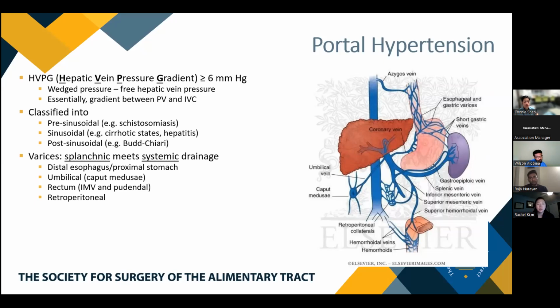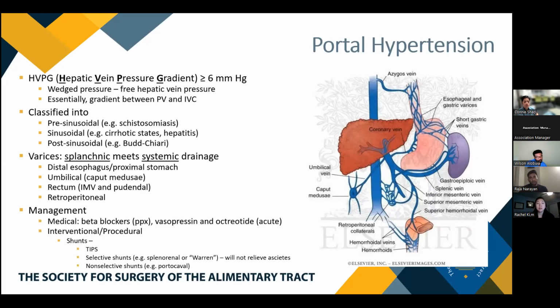And then in terms of management, the primary or first line management for these patients is actually not us, it's medicine. Beta blockers are one of the first line prophylactic agents. In the acute setting, we can also consider giving vasopressin and octreotide to help stave off bleeding. But if they are actually having variceal bleeding, obviously, the first line treatment for the acute setting is to intervene endoscopically, or through interventional radiology as well.